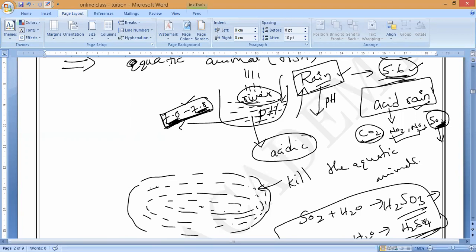Do you remember? Yes or no? That is what you have to remember. So it will form acid rain. Acid rain is caused majorly by sulfur dioxide. What is that? Sulfur dioxide. You have to remember. Understand?